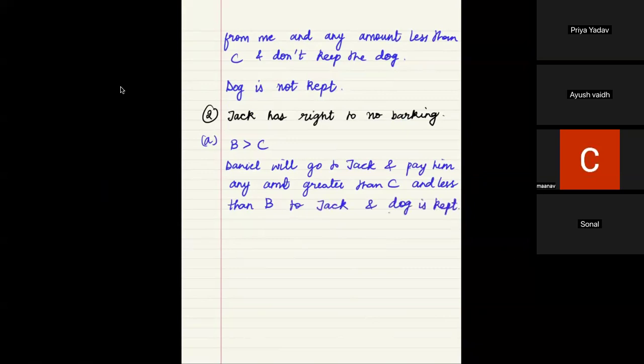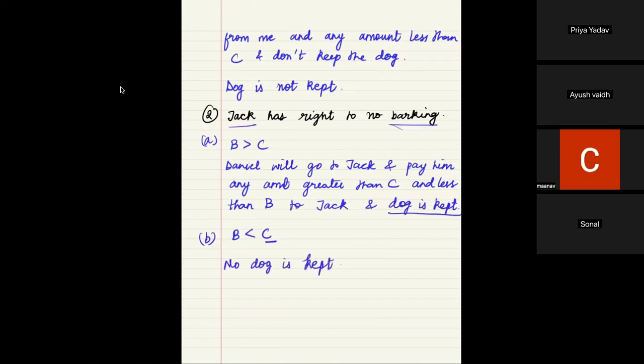So what is the solution? The dog is kept. In the second case, when B is less than C, then what happens? Now, who has the right to no barking? Jack. And also he incurs a very large cost. So no amount of money can be paid to Jack. So in this case, no dog is kept.